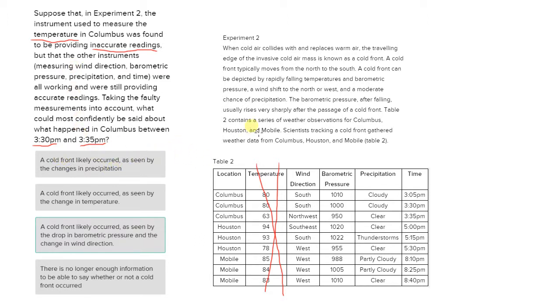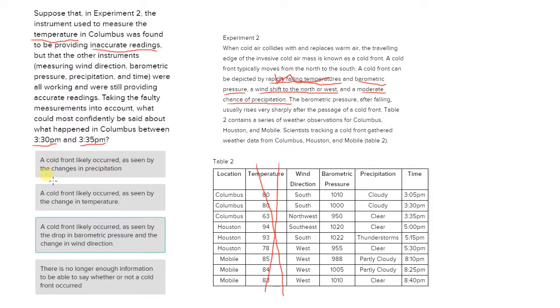And remember, we're going back into experiment 2. It says that a cold front can be depicted by rapidly falling temperatures, but now we don't know anything about the temperatures because we're not trusting any of that data. But still, a drop in pressure, a wind shift to the north or west, and a moderate chance of precipitation are our indicators that we can trust of whether or not a cold front passed through. So we're going to go through the answers one by one to see which one makes the most sense.